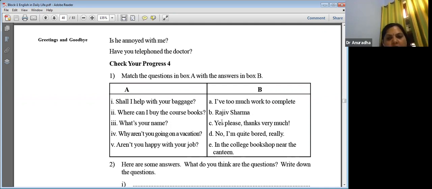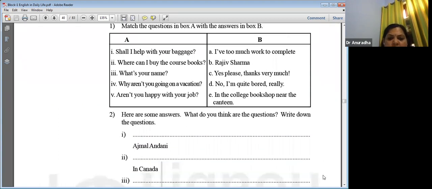What's your name? Rajiv Sharma. Why aren't you going on vacation? I have too much work to complete. Aren't you happy with your job? No, I'm quite bored, really. So these are some of the answers.